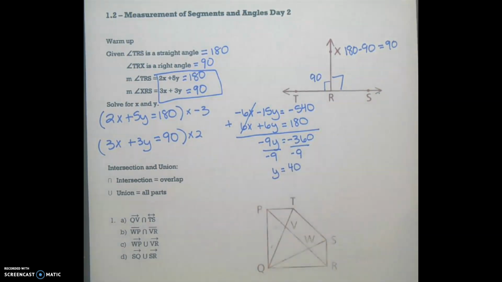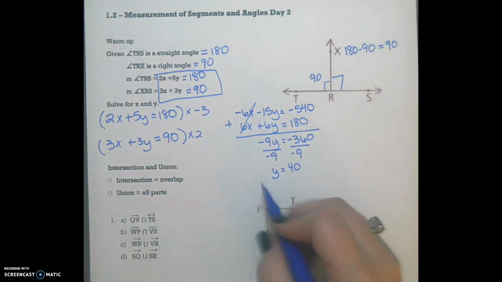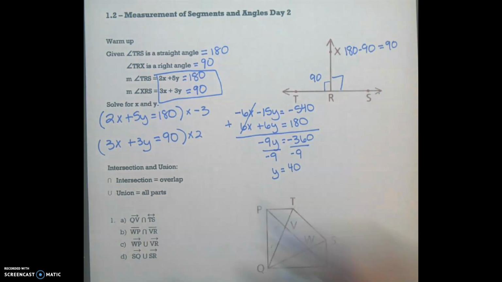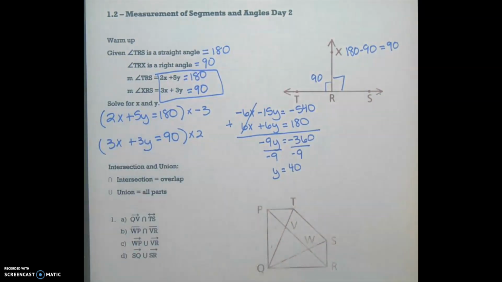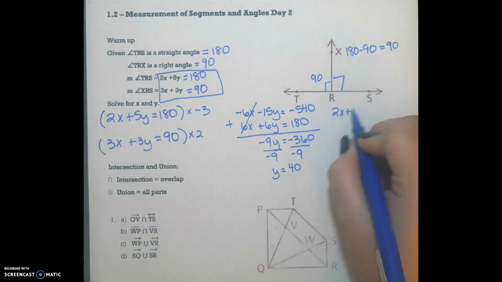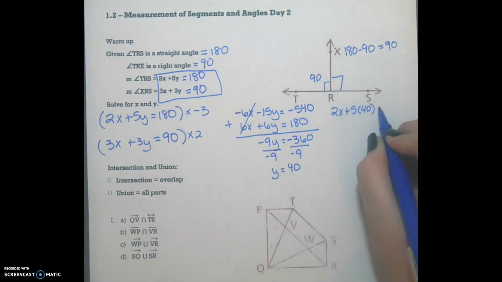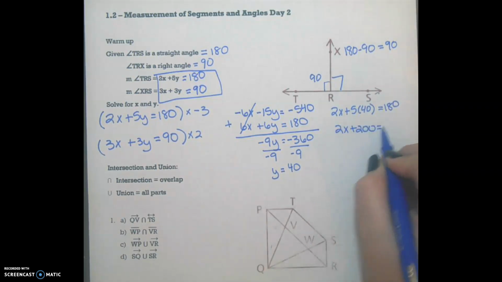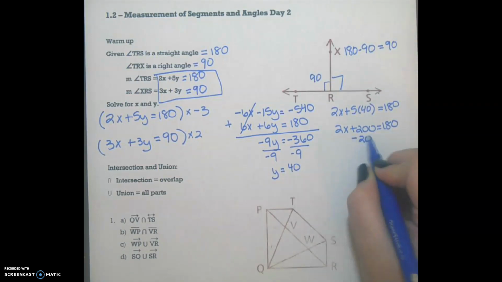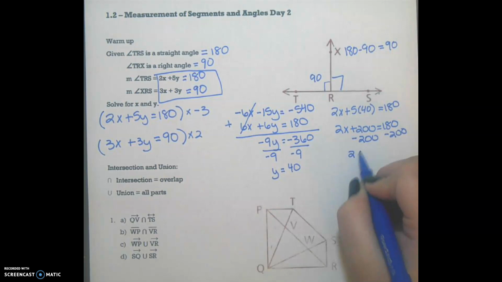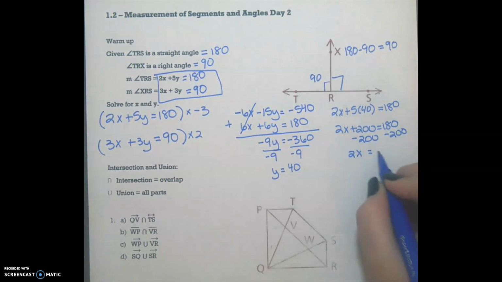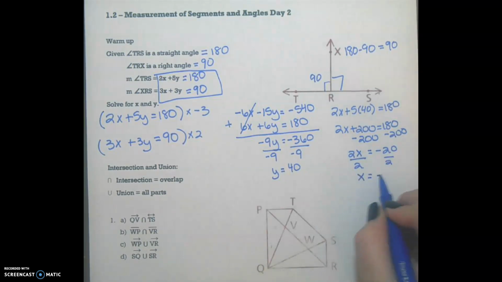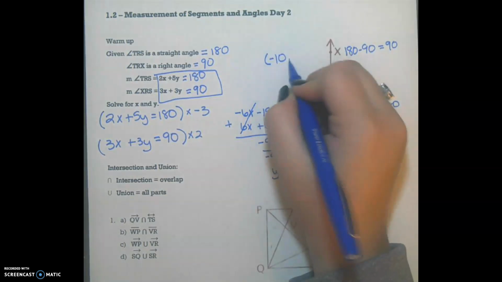But I'm not done yet. I still need to solve for x. I'm going to do this by plugging my y value back into one of my original equations. I'm going to choose my 2x plus 5y equals 180 equation, and plug in 40 for y. This gives me that 2x plus 200 is equal to 180. It's now a two-step equation, and I get that 2x is equal to negative 20. Then I divide, and I find that x is equal to negative 10. I want my answer as an ordered pair, so that is going to be negative 10, 40.